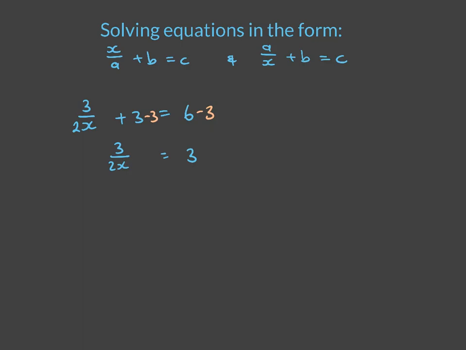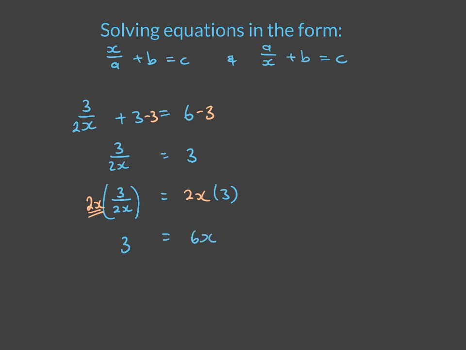So we've got 3 divided by 2x. What is the opposite of dividing by 2x? I don't want that x to be on the denominator. You're multiplying by 2x there, because if I multiply 3 divided by 2x by 2x, the answer is going to be 3. But I can't just do it on one side. If I multiply by 2x on the left-hand side, I also need to multiply by 2x on the right-hand side. 2x times 3 is equal to 6x.